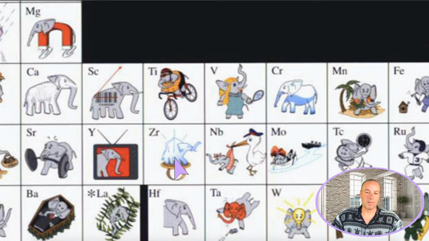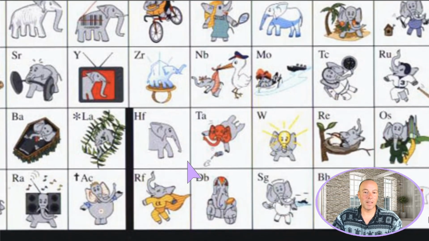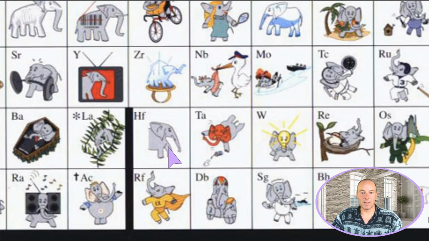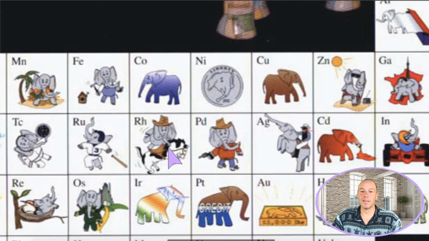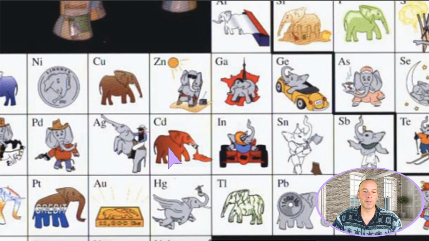it's fake diamonds. So if you have a girl that you want to propose to, rather than spending all that money on a diamond ring, how about go get a zirconium ring? She'll never know. Hafnium, that's a half of an elephant. You can find so many interesting ones.